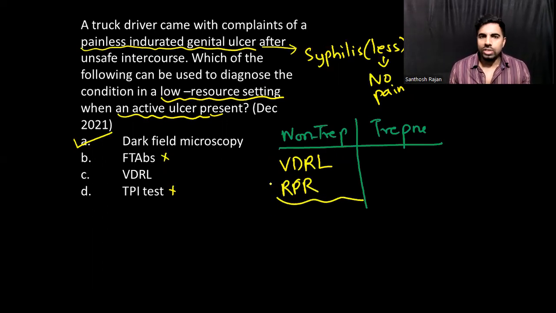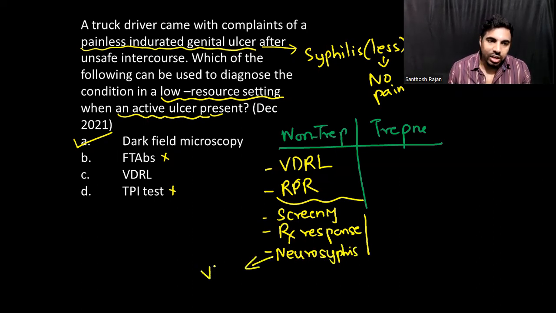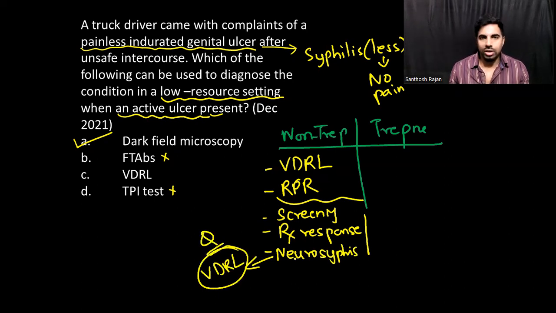One more important thing with VDRL and RPR is that they are sensitive tests. They are usually used for screening, and also for treatment response. For treatment response, you have to use either VDRL or RPR. For neurosyphilis, the best is VDRL, only VDRL, not RPR. This is a question: for neurosyphilis, which is the best test? VDRL. But for treatment response and screening, both are right.